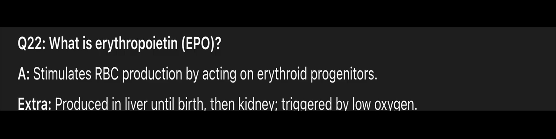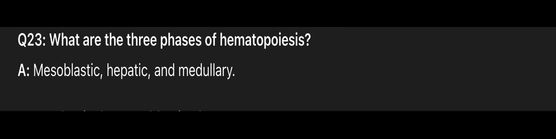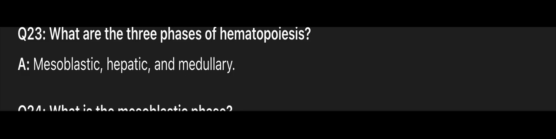Where is EPO produced until birth, and then where is it produced after? It's two different locations. EPO is produced in the liver until birth and then in the kidney. EPO is produced in the kidney as an adult. What are the three phases of hematopoiesis? Mesoblastic, hepatic, and medullary.